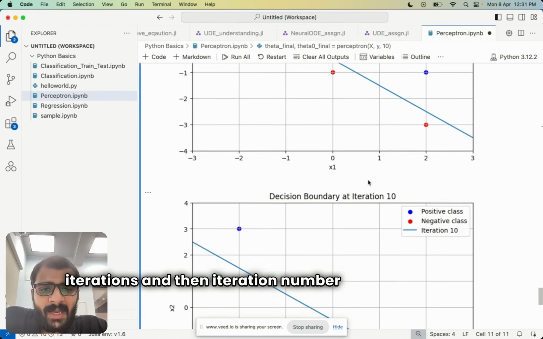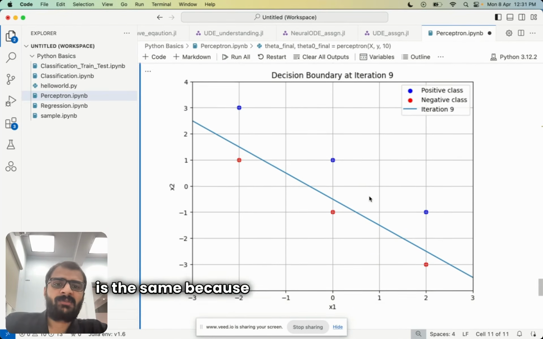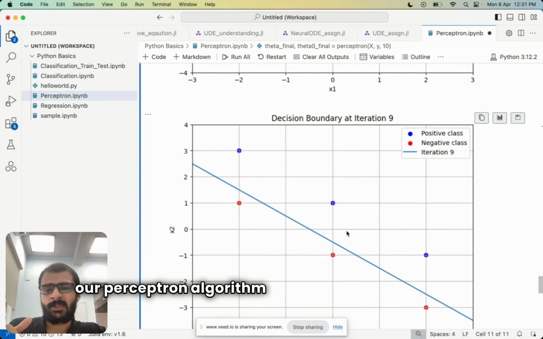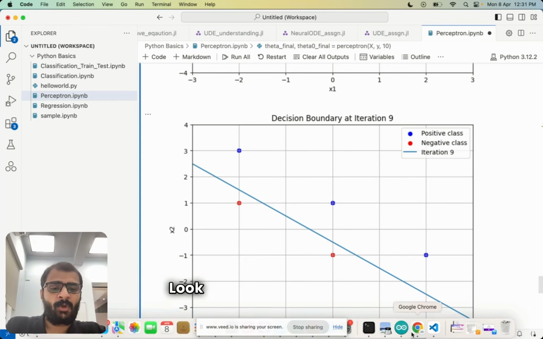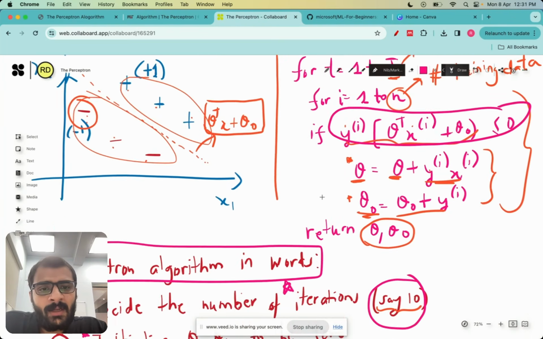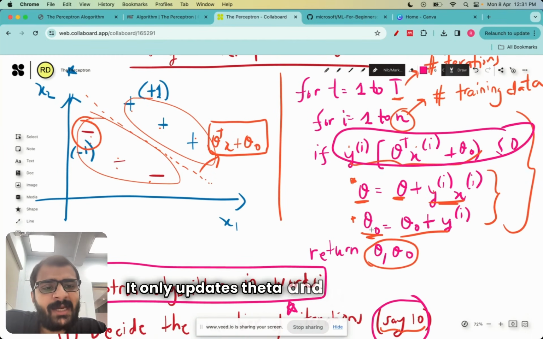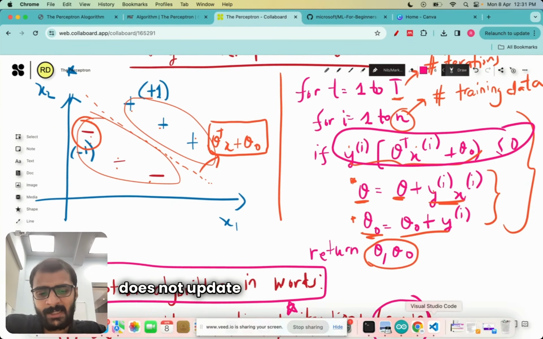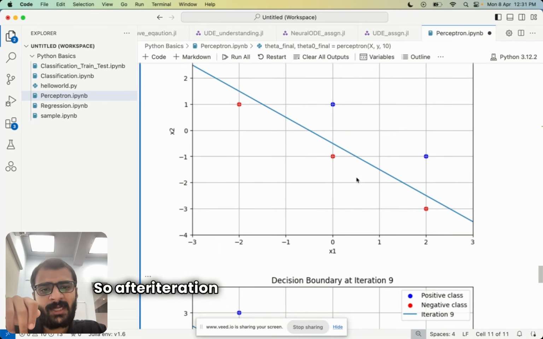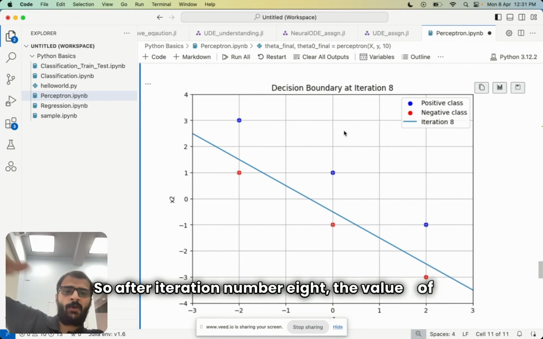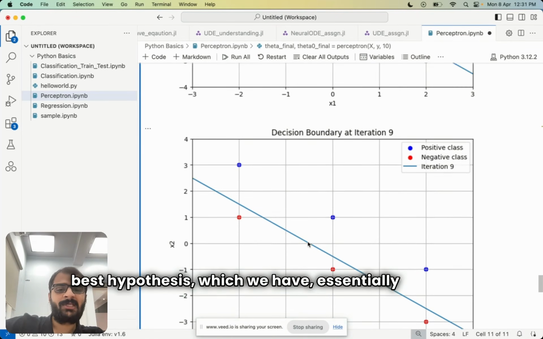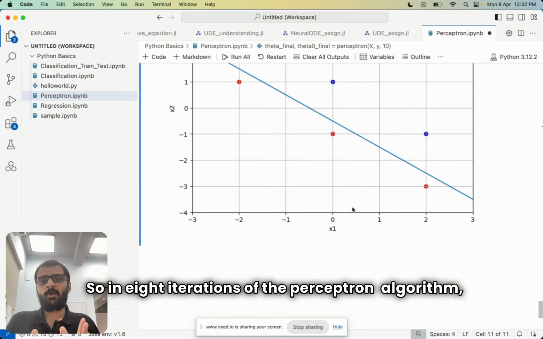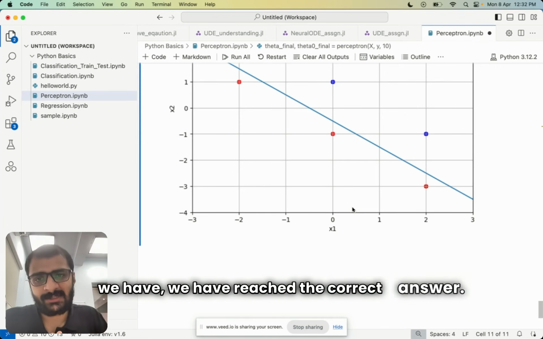And then iteration number 9 and iteration number 10 are the same, because no mistakes will be made. So if no mistakes are made, then our perceptron algorithm does not update anything. Look at this particular step. It only updates theta and theta naught when a mistake has been made. If no mistake has been made, it does not update theta and theta naught. So after iteration number 8, the value of the best hypothesis which we have essentially stays the same. So in 8 iterations of the perceptron algorithm, we have reached the correct answer.